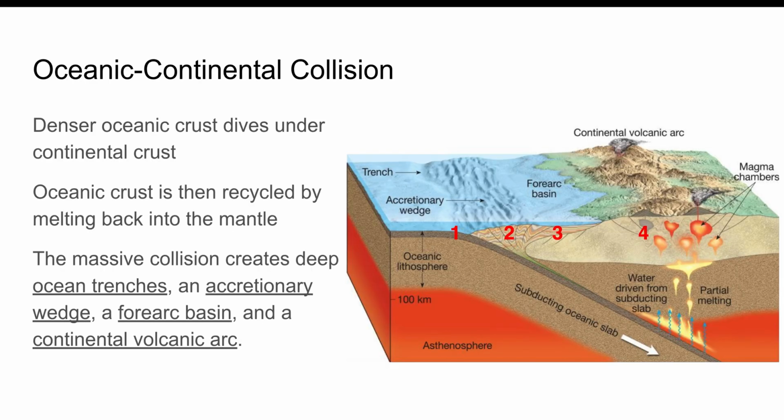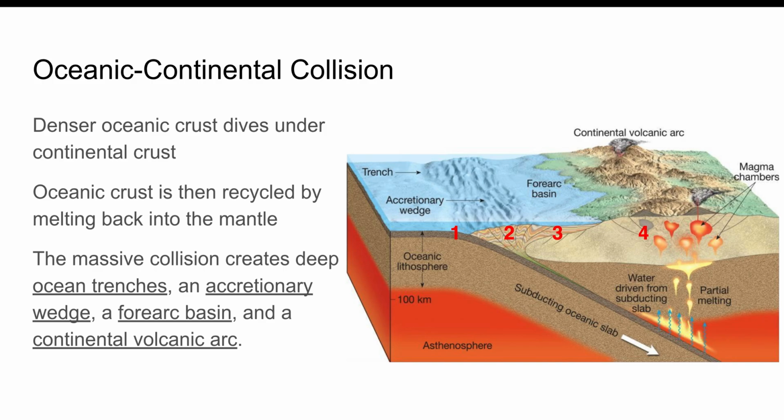All right. Let's talk a little more about those collisions one more time. We have 3 types of potential plate collisions at a convergent plate boundary. The most typical would be an oceanic-continental collision, where the denser oceanic plate always subducts under the continental plate. And this creates, again, these 4 things: ocean trenches, accretionary wedges, forearc basins, and continental volcanic arcs.